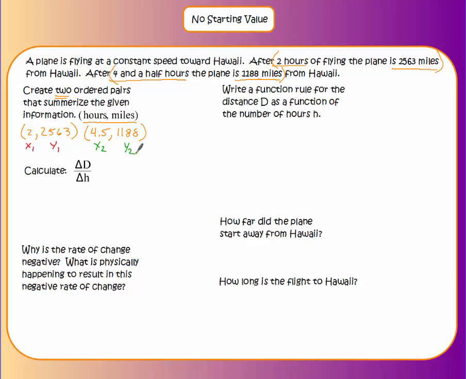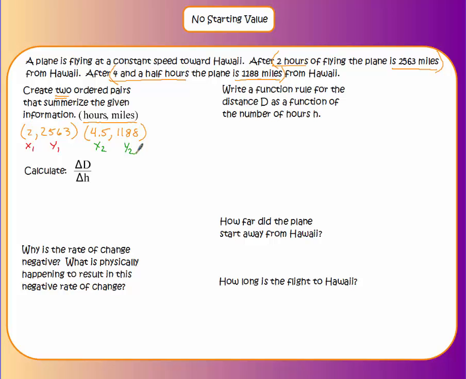I want to calculate, remember this? What this means? Calculate triangle D over triangle H. That's delta D over delta H. That means the change in D over the change in H. And I believe D and H here is probably going to be distance and hours. That's what's going to make sense. So the change in distance over the change in hours.